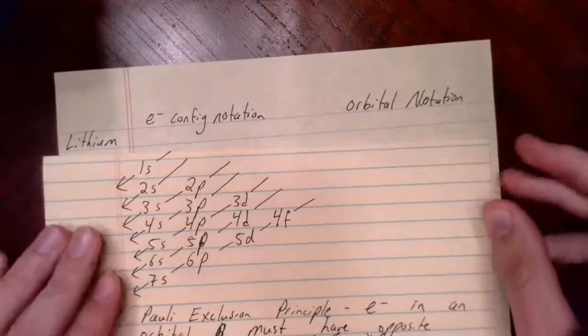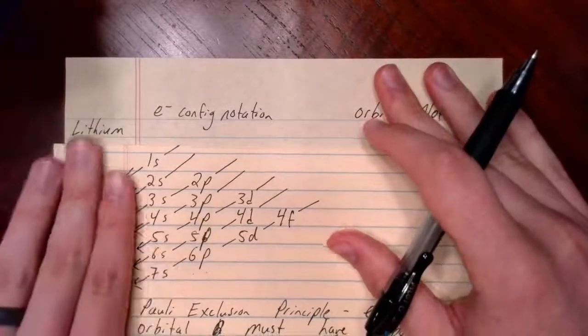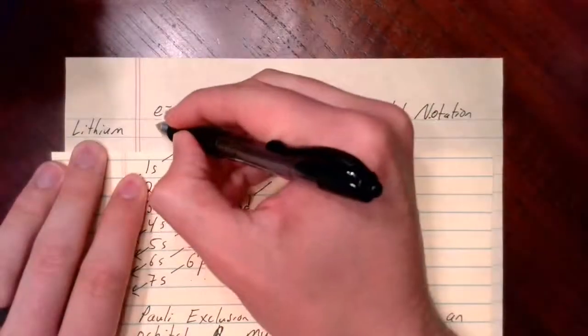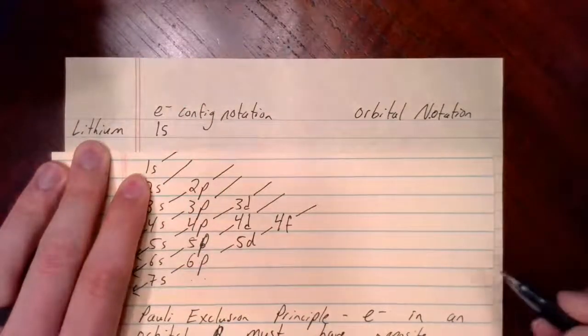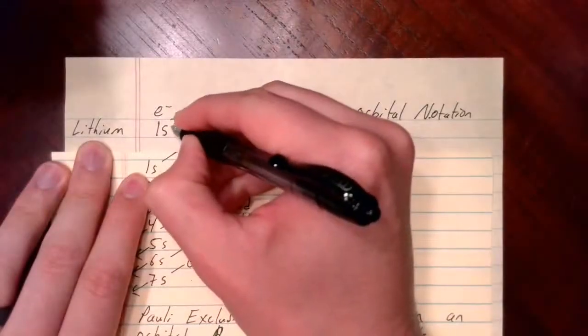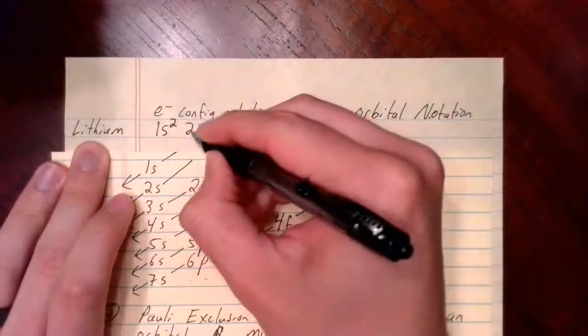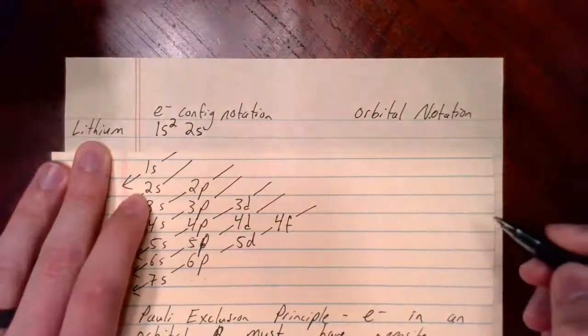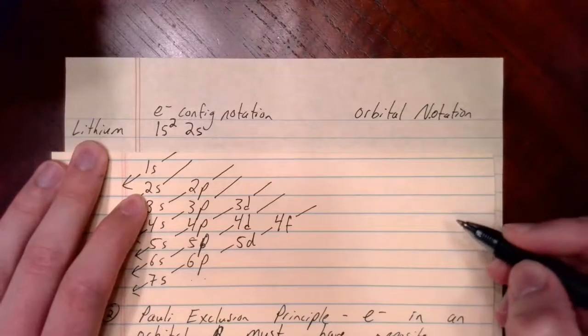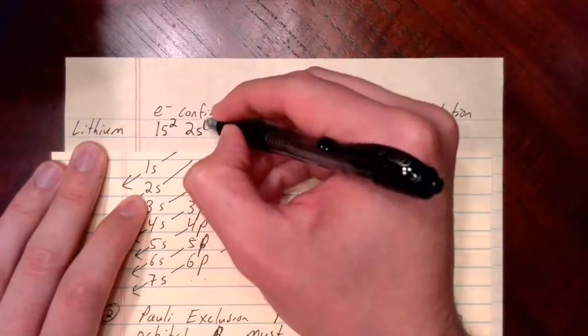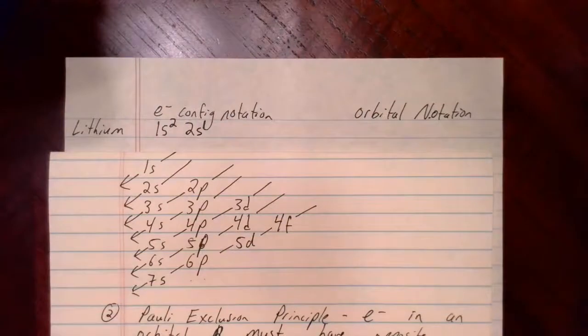Now I'm going to use my Aufbau diagram to fill in the electrons. I start off with 1s. I know that the s sublevel can hold 2 electrons. So now I've used 2 electrons. Then I go to 2s. I know that the 2s can hold 2 electrons, but lithium only has 3 electrons, so I only need to put 1. Now I'm done. That is the electron configuration for lithium. It has 2 electrons in the 1s sublevel and 1 electron in the 2s sublevel.